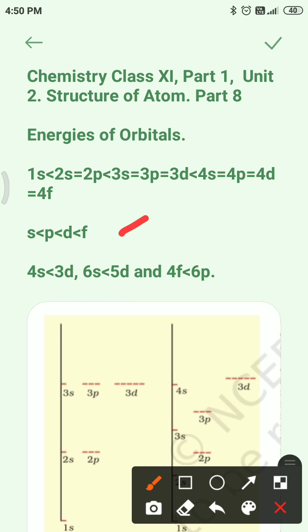For higher energy levels, these differences are sufficiently pronounced and staggering of the orbital energies may result. For example, 4s is less than 3d, 6s is less than 5d, and 4f is less than 6p. The main reason for the different energies of the subshells is the mutual repulsion among the electrons in multi-electron atoms.